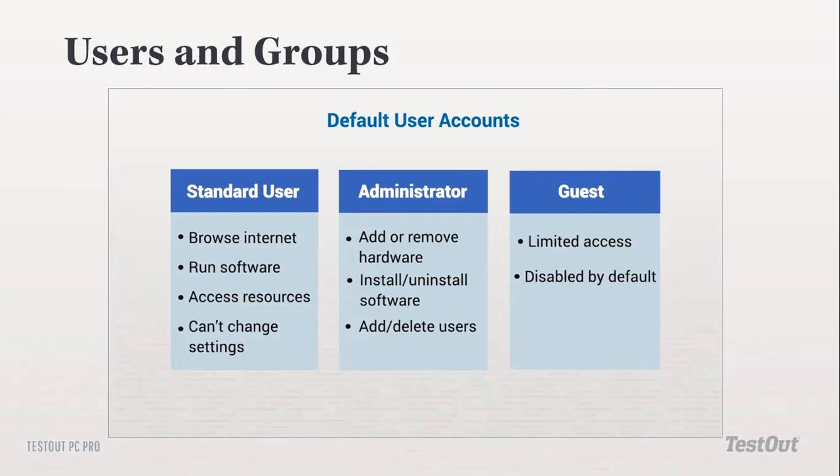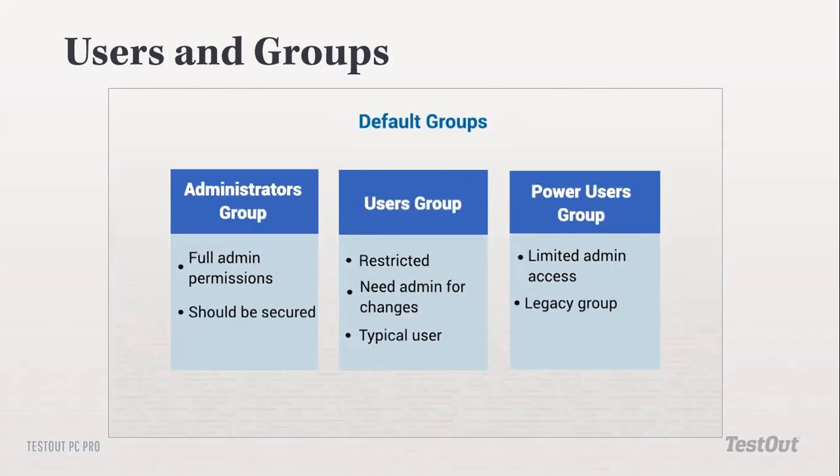So the default groups that come alongside, we talked about the default user accounts that come: administrative, local user or standard user, and the guest accounts. The default groups that come are administrative groups. They have full admin permissions and should be secured. The user group is restricted and needs admin for changes, as a typical user.